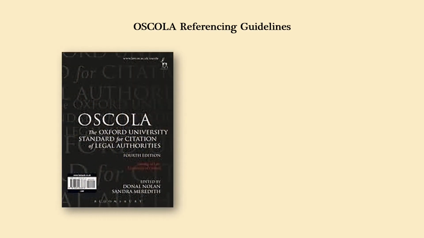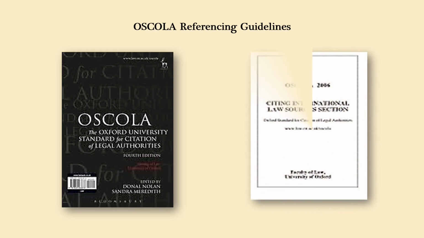So now there could be a question among y'all about where you can find these proper OSCOLA referencing guidelines. When you have to cite any law source, you have to make reference to the full OSCOLA guideline, the 4th edition, the latest one. If you have to cite an international source which is not covered by the aforementioned OSCOLA guideline, you have to make reference to the Citing International Law Sources section of the 2006 edition. Make sure to use the most recent edition when you are making reference using the OSCOLA referencing style.